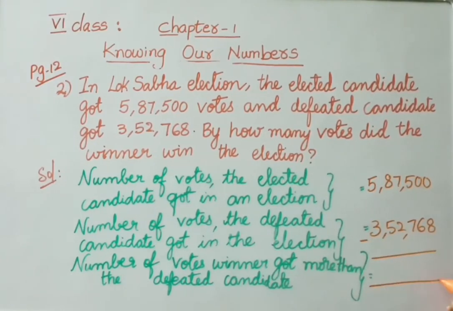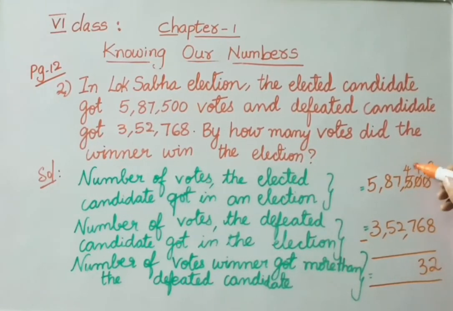So can you subtract from 0? No. So we borrow from 5. So this 0 becomes 10 and this 0 becomes 9 and this 5 becomes 4. So 10 minus 8, 2, 9 minus 6, 3.